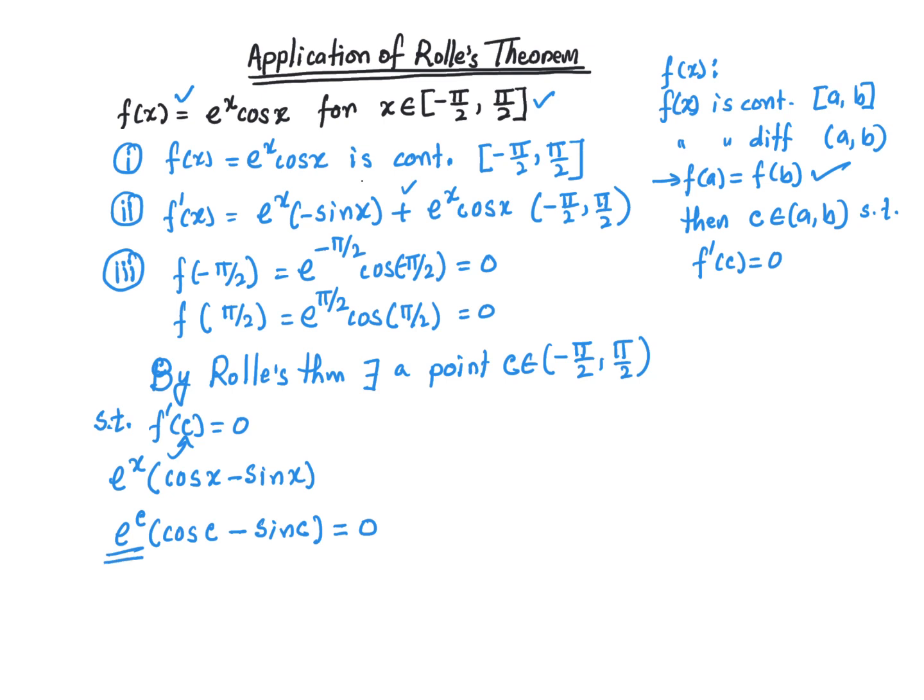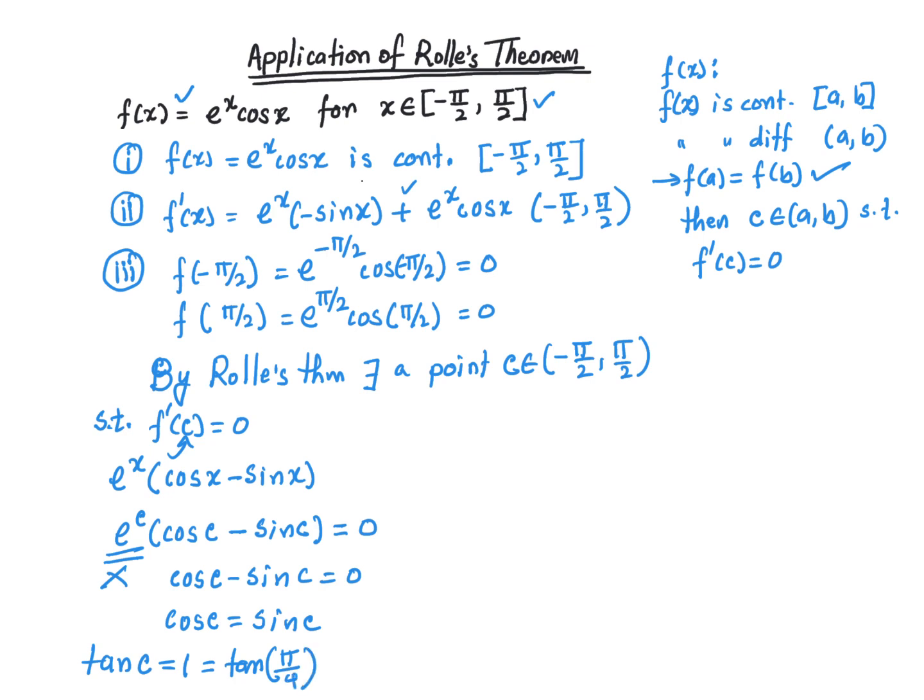Obviously, e to the power c is not 0, so we can get rid of it. Then it says that cosine of c minus sine of c is equal to 0. That says cosine of c is equal to sine of c. If I divide both sides by cosine of c, I get tangent of c is equal to 1, which tells me that c is going to be pi over 4. Why? Tangent of pi over 4 is 1, right? So that's what it is.